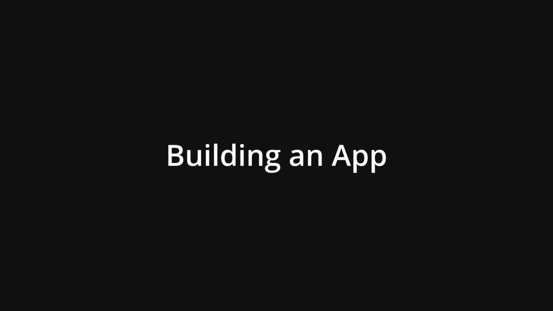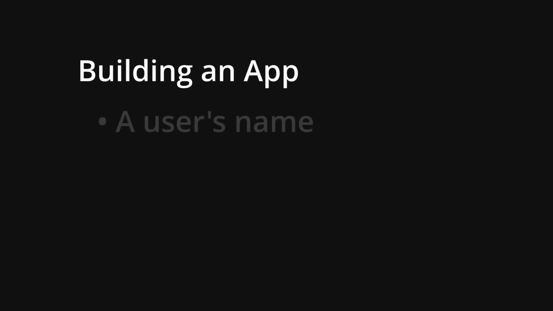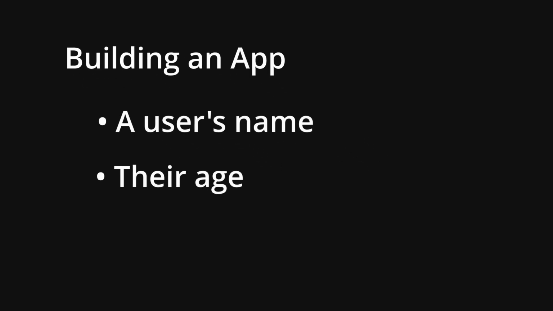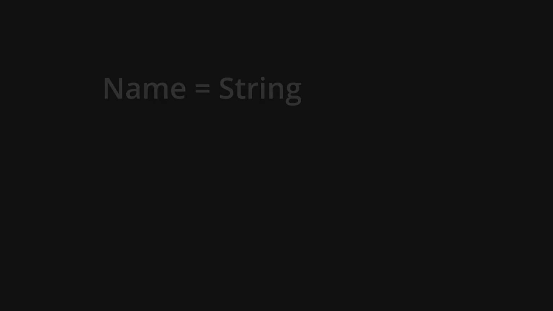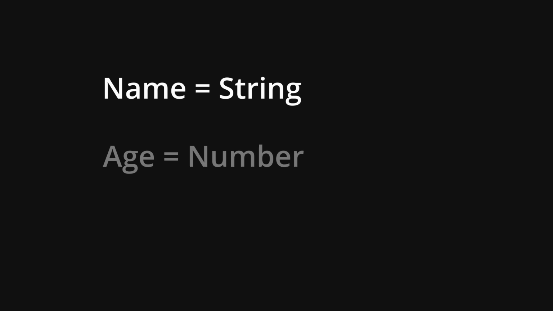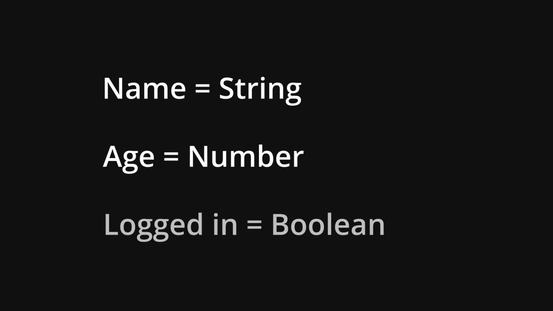Let's imagine you're building an app and you need to store a user's name, their age, and whether they're logged in. This works especially well because name equals string, age equals number, and logged in equals Boolean, which perfectly matches the 3 data types you're about to learn.